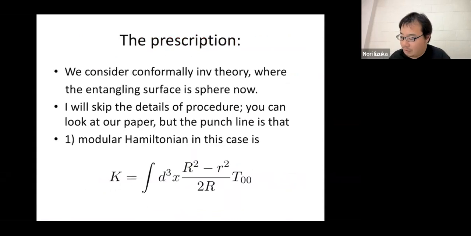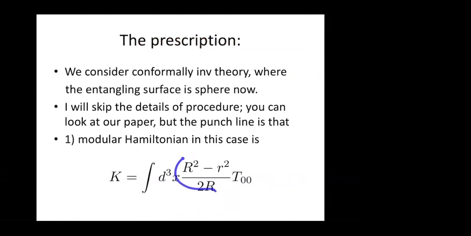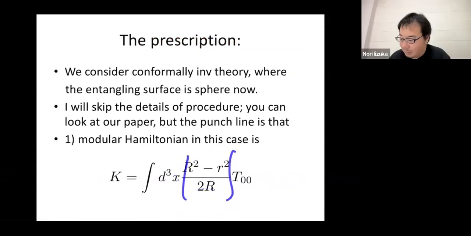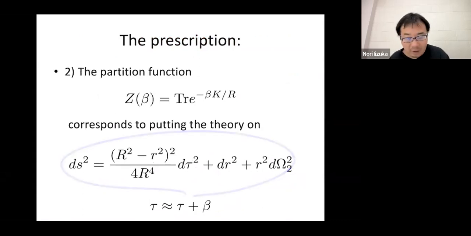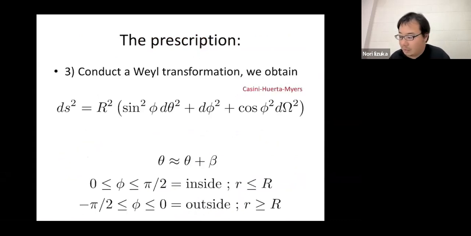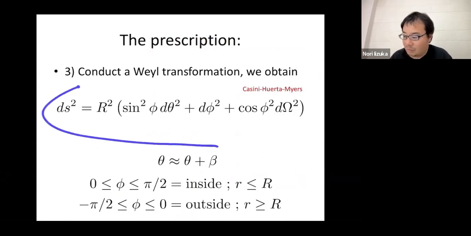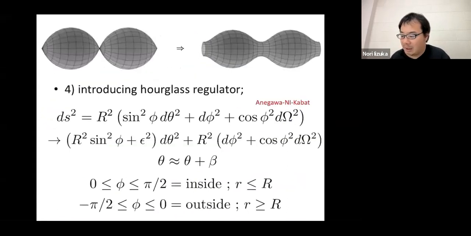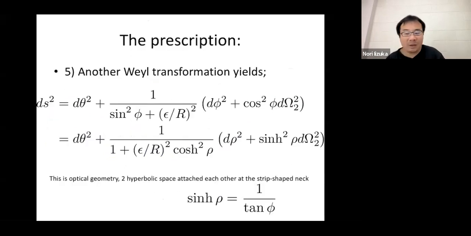So first look at the modular Hamiltonian, and that determines what the hourglass geometry should be. Then from that you do the Weyl transformation to obtain this geometry, and that's essentially Euclidean de Sitter: two spheres attached to each other. Then we regulate, and another Weyl transformation makes it AdS. Usually people consider the entanglement entropy on the AdS background, AdS cross S1, by using the heat kernel technique, and that's where you end up.